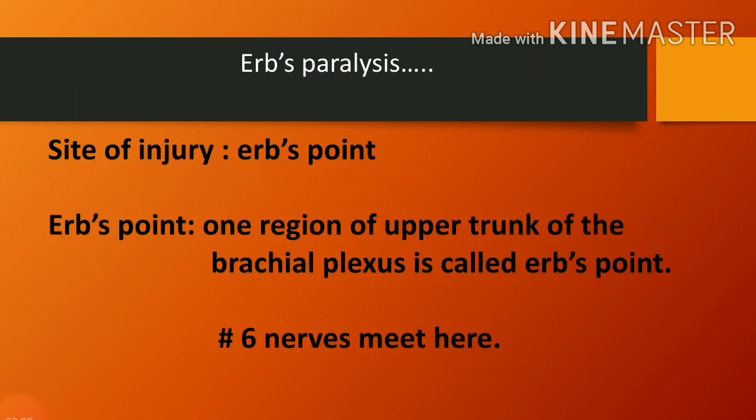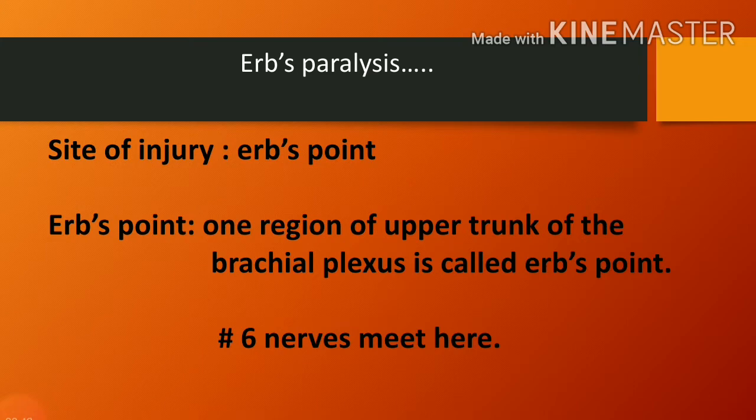Erb's paralysis. Yes, so guys, today we are going to focus on two main topics, that is Erb's paralysis and Klumpke's paralysis, which occur due to injury of the brachial plexus. So let's first see Erb's paralysis. Site of injury. The site of injury is Erb's point. So now guys, what is Erb's point?